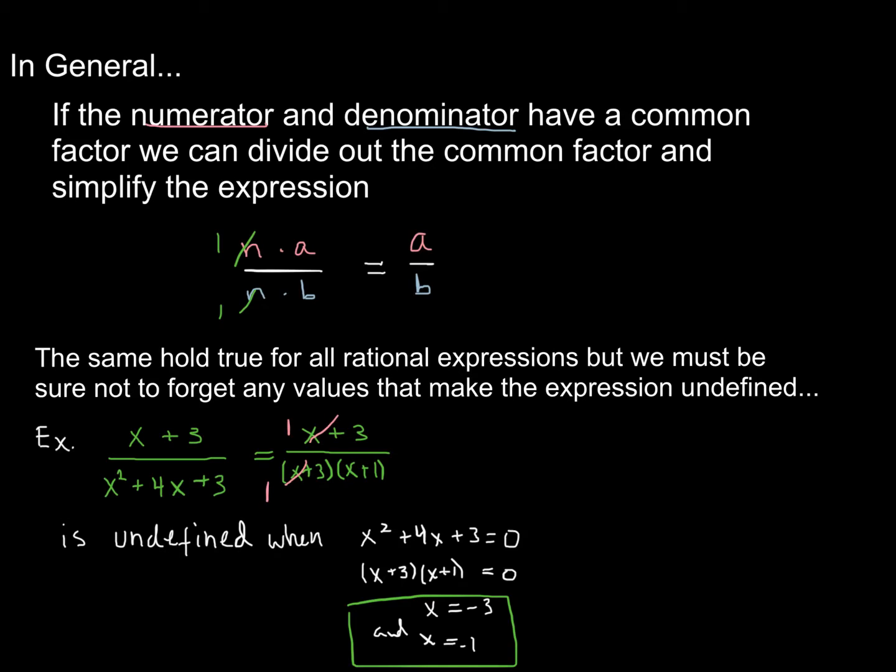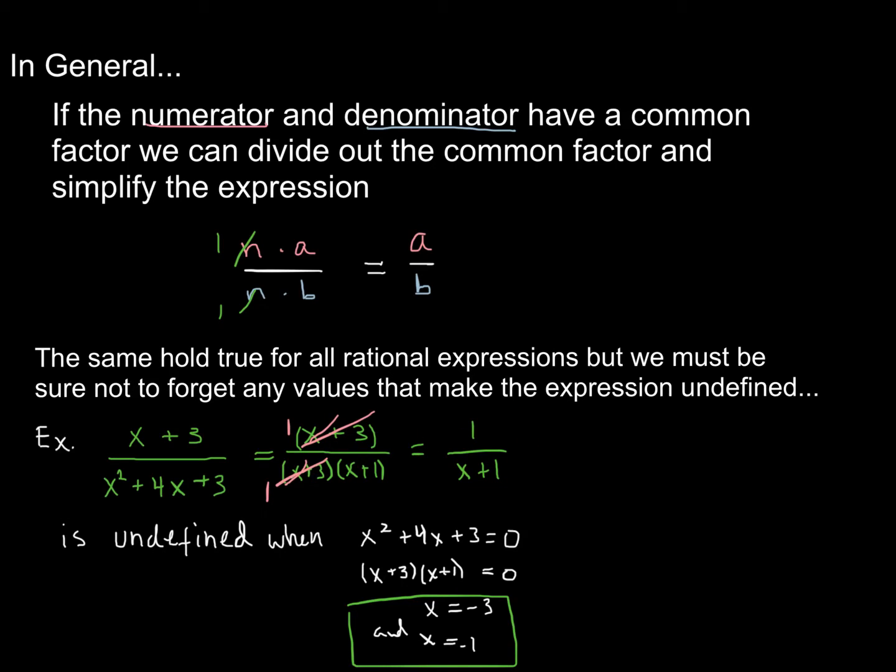So x plus 3 divided by x plus 3 is the same as 1 divided by 1. I might put parentheses around this x plus 3 just to make it really clear that I am canceling this factor with this factor. Now, when I rewrite my expression, I simply have 1 over x plus 1. Notice how much easier this is to deal with.